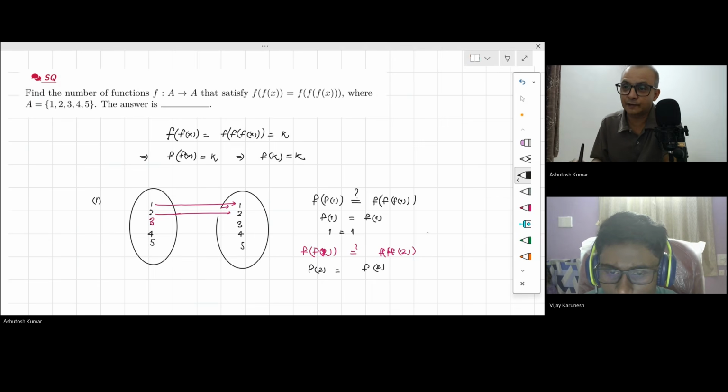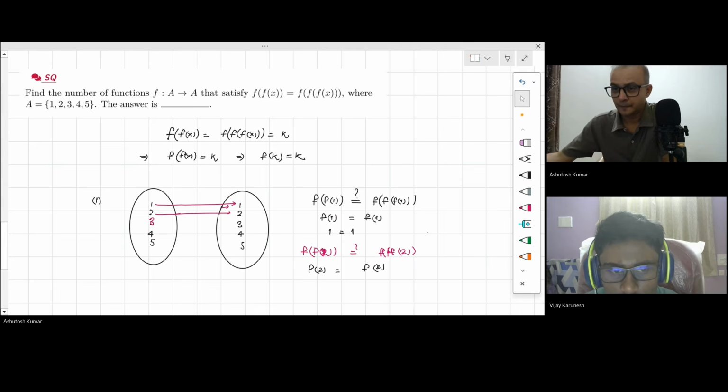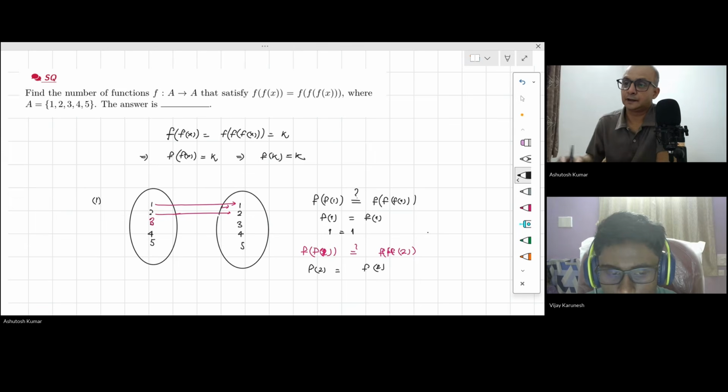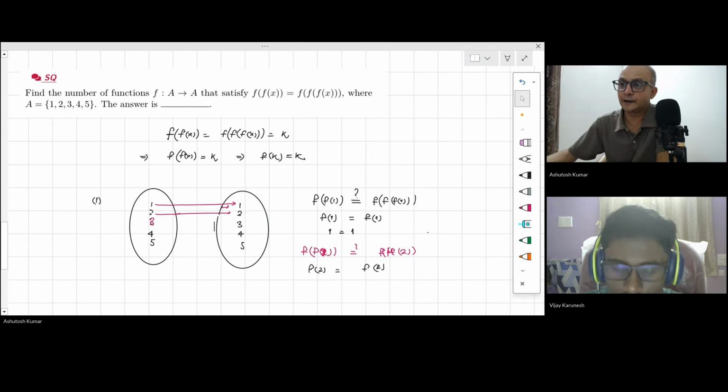But this is the case when we are taking 2 to 2, when the input value is 2. Correct? Yes, sir. But what will happen if the other case occurs? In that case, how will we get f of 1 equal to 1?